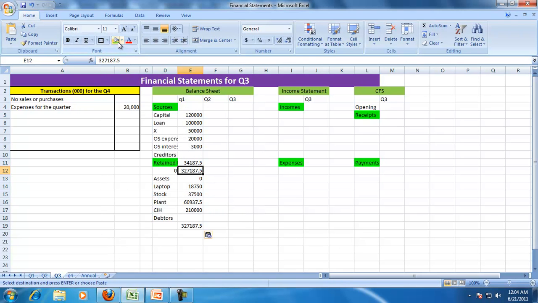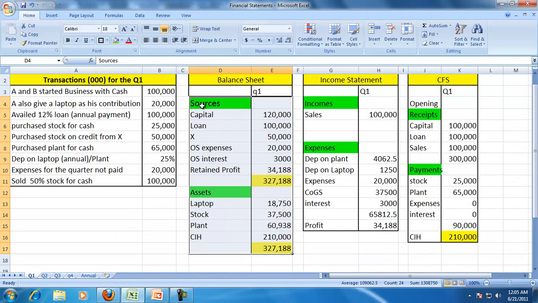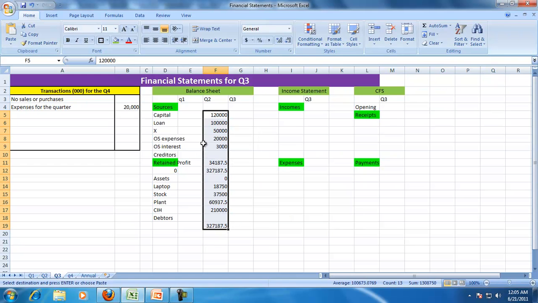So that means the business keeps on accumulating, and I should have shown, okay, this is the balance sheet at the end of Q1. This was the balance sheet at the end of Q1. Then Q2, then Q3. And Q3's income statement will once again be prepared on the basis of the expenses and incomes.